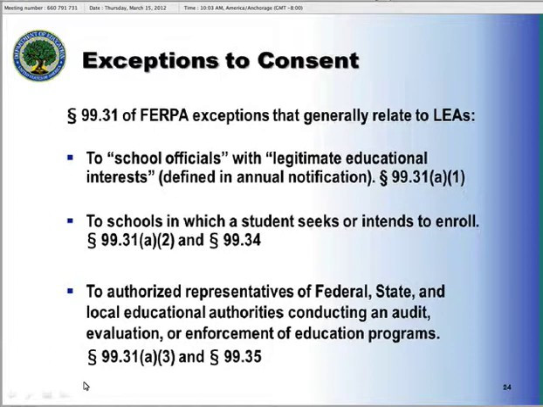Note that authorized representatives of SEAs or other specified entities or officials listed in the regulations that can receive information under this exception may have access to PII from education records only in connection with an audit or evaluation of federal or state-supported education programs, or for the enforcement of or compliance with federal legal requirements which relate to those programs, such as the IDEA.